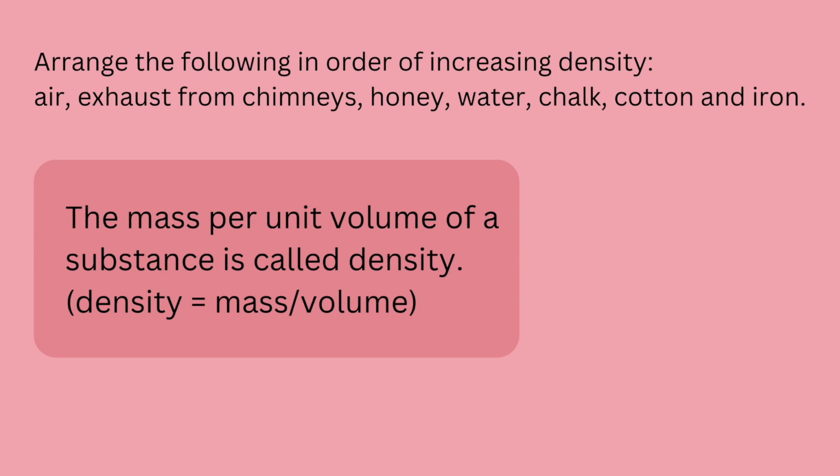the following in order of increasing density. So we have been given a list of things and we are asked to arrange them in the order of increasing density, right? Before getting into the question, let us first see what density is. The textbook definition of density is the mass per unit volume of a substance. The formula would be mass divided by volume.